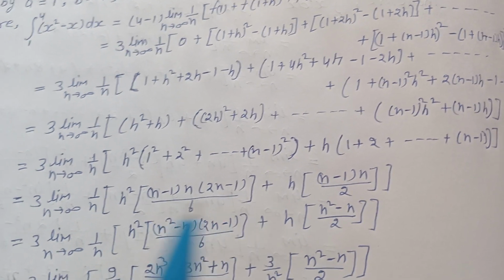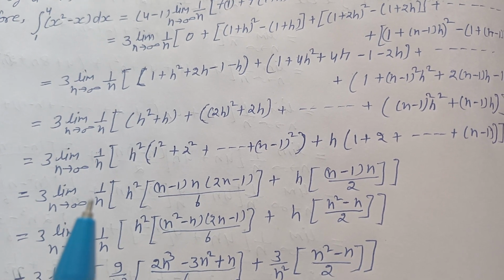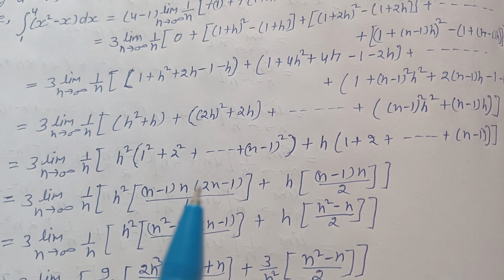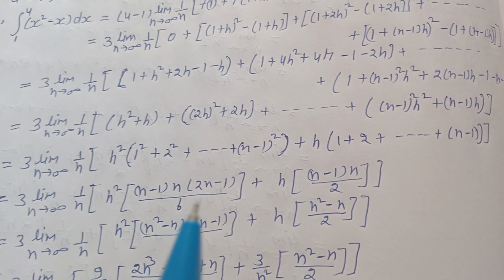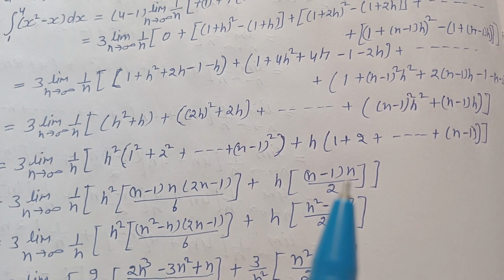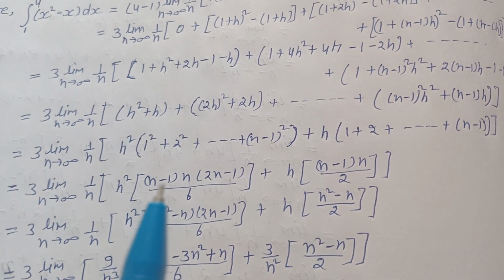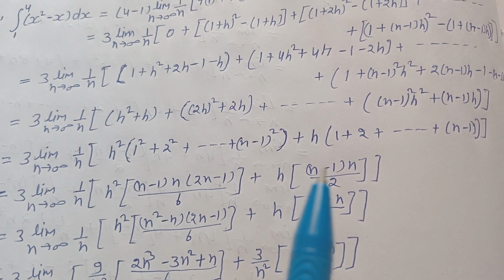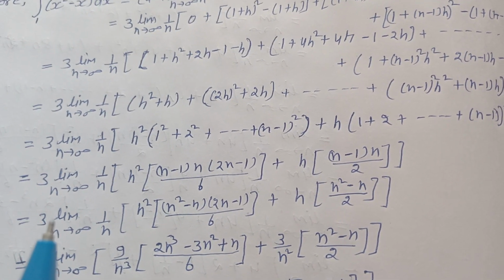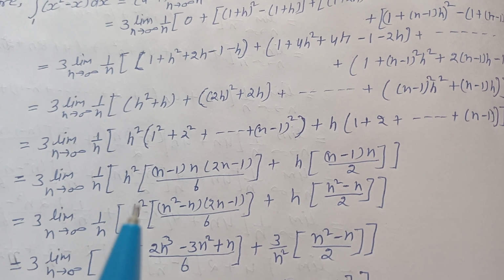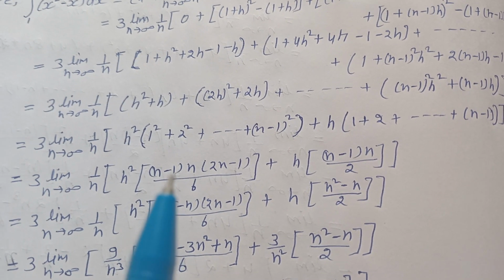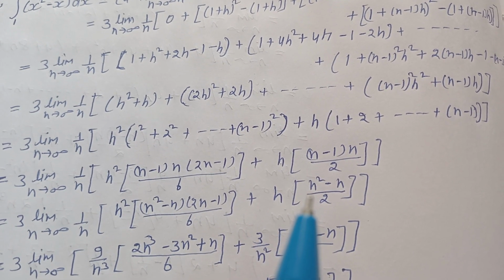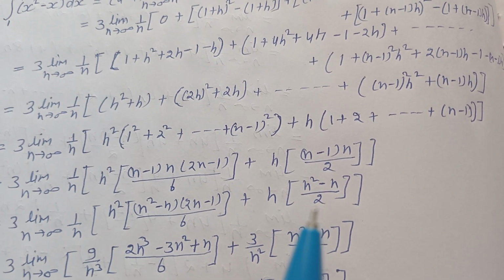so it is equal to 3 limit n tends to infinity 1 upon n bracket of h square bracket (n minus 1) into n into (2n minus 1) by 6 plus h bracket of (n minus 1) into n by 2. Here (n minus 1) multiply to n, so it is equal to 3 limit n tends to infinity 1 upon n, h square bracket of (n square minus n) into (2n minus 1) by 6 plus h into bracket of (n square minus n) by 2.